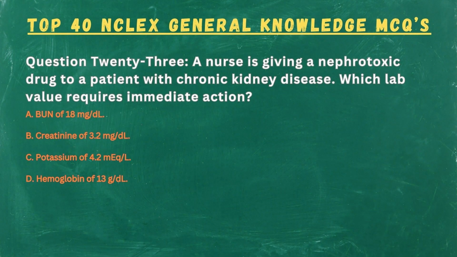Question 23. A nurse is giving a nephrotoxic drug to a patient with chronic kidney disease. Which lab value requires immediate action? A. BUN of 18 mg/dL. B. Creatinine of 3.2 mg/dL. C. Potassium of 4.2 mEq/L. D. Hemoglobin of 13 g/dL. Answer: B. Creatinine of 3.2 mg/dL.